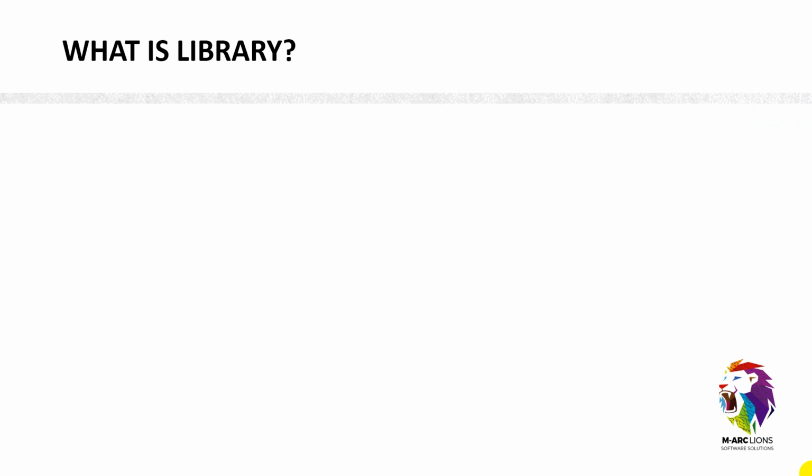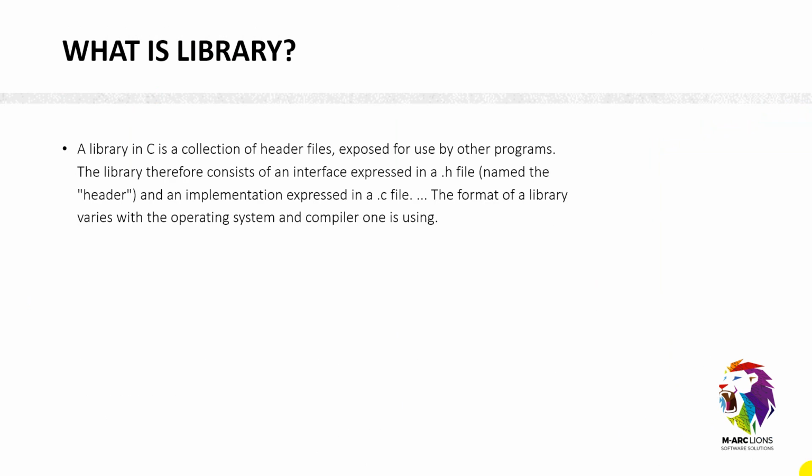First of all, what we have to learn before starting to code is the library. What is a library? A library in C language is a collection of header files, which are exposed for use by other programs. The library consists of an interface expressed in a .h file named the header, and an implementation expressed in a C language file. If we are making a C language file, we also use another file, which is a .h file. .h means header file.